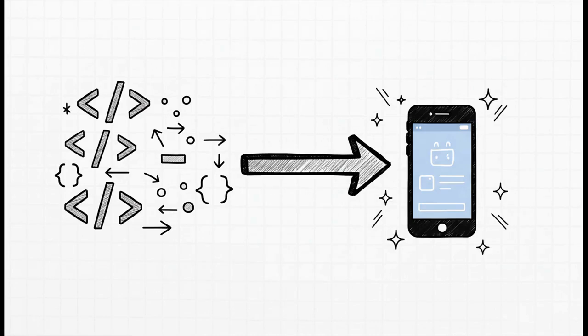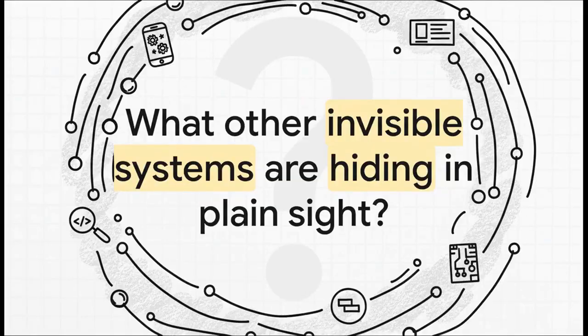And here's what I really want you to take away from all this. These patterns, they're not just some nerdy code thing for programmers. No, they are the elegant, brilliant solutions that make your favorite apps feel so effortless, so intuitive. It's what makes the magic happen. So, next time you open an app, I challenge you. Look a little closer and ask yourself this. What other invisible systems are hiding in plain sight? Not just in your phone, but in all the tech you use every single day.